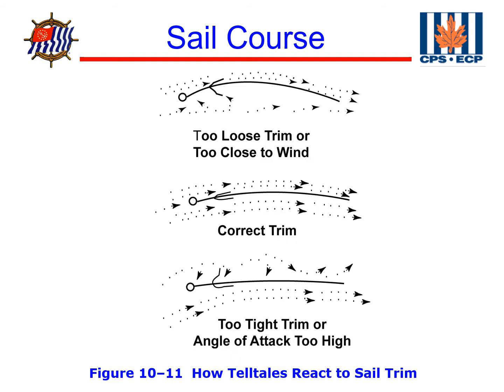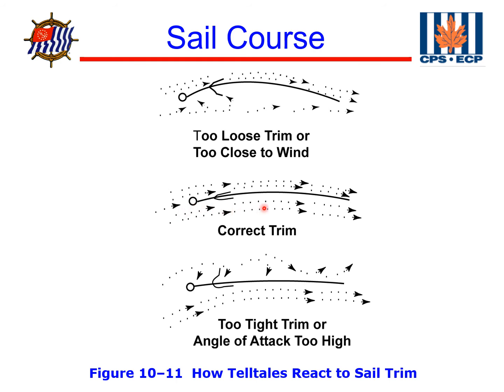To help us know how the wind is reacting to the sails, we put telltales on the sails. In this case, we're going to look at some of those telltales and how they are affected. When we're on course, we would have these telltales flowing smoothly on both sides of the sail.